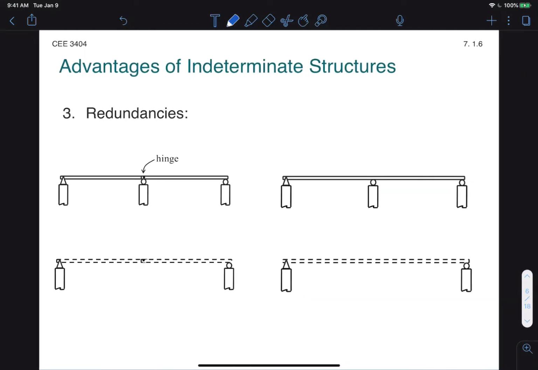And the final advantage is the fact that we do have redundancies against failure. Okay, so by redundancies, all we mean is additional supports. All right, so on the left, if we have a statically determinate structure, right here we have 4 reactions, but we have a hinge, so it's overall statically determinate. And the middle support fails, there's really nothing keeping that structure stable, right? So the structure has now become unstable, and so it will fail.